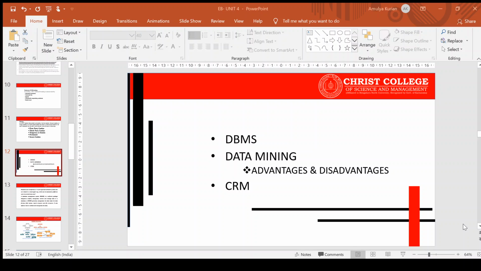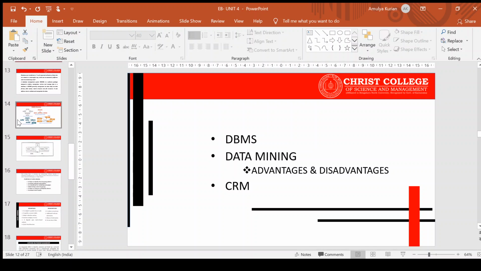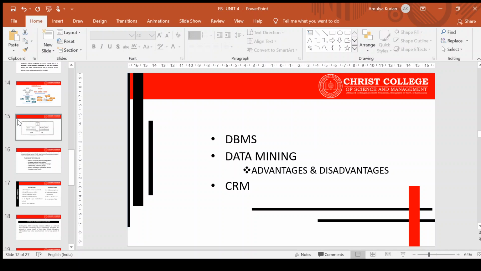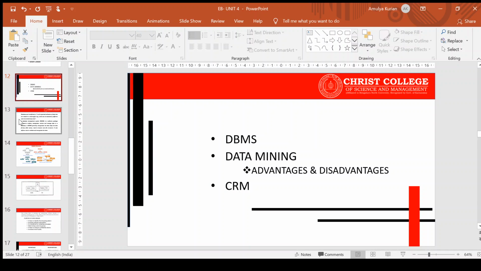Good morning. So, in today's session, we will be dealing with what is a database management system, what is data mining, advantages and disadvantages of data mining, and what is called as CRM or customer relationship management. So, these are the things which we will be dealing on. So, let us see what is a database management system.